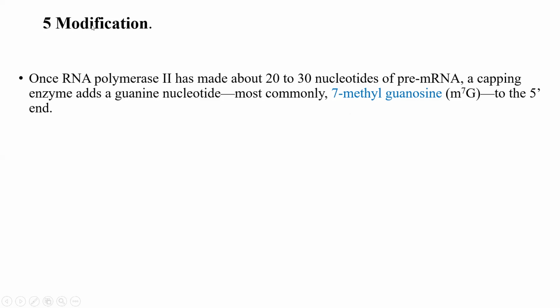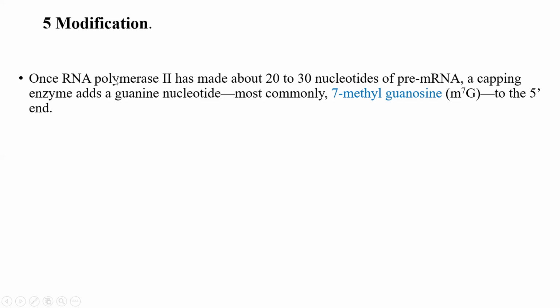So what is this 5' modification? That is modification at the 5' end in eukaryotic mRNAs. This 5' modification is actually called capping. So eukaryotic mRNAs have a cap at the 5' end. What is this cap, first of all? And when is this cap added?